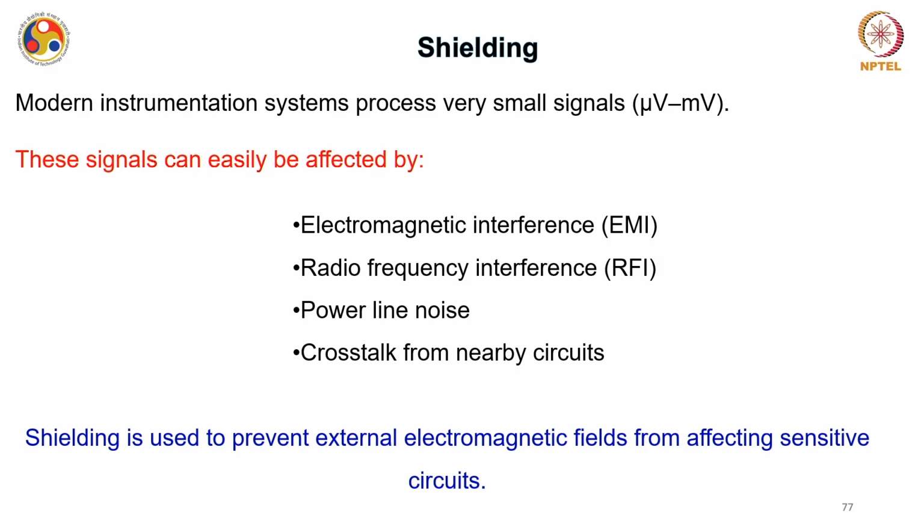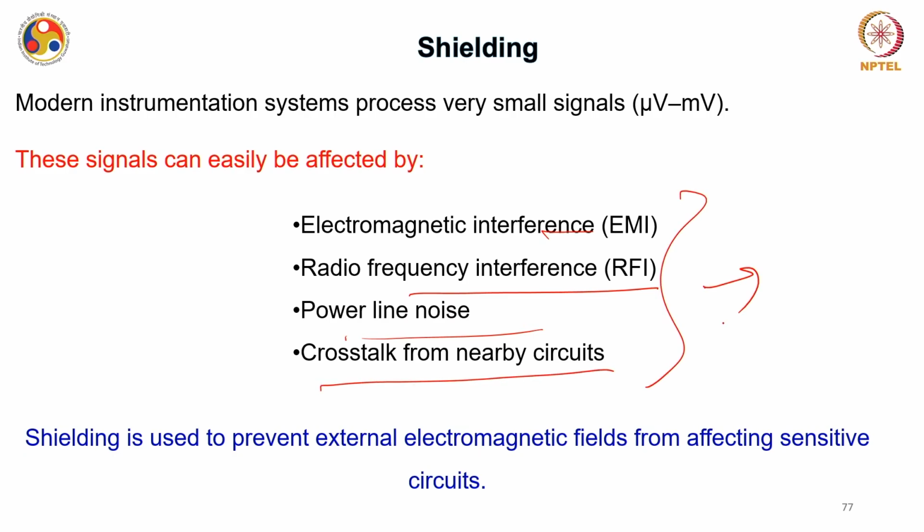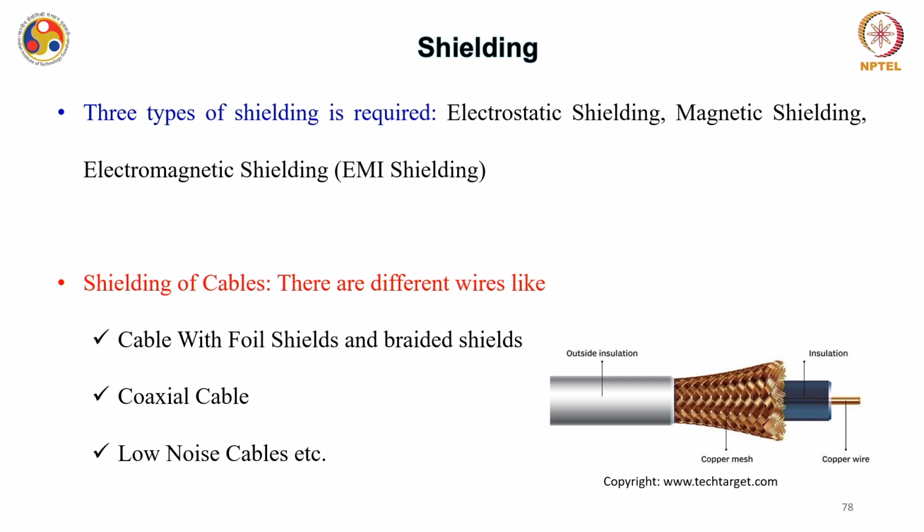Modern instrument systems process very small signals in the range of microvolt to millivolt, and these signals can easily be affected by EMI and EMC. Electromagnetic interference, radio frequency interference, power line noises, and crosstalk from nearby circuits are some of the important sources from which you want to shield your device. Shielding can prevent your device from all these interferences. Three types of shielding are required that we have seen: electrostatic, magnetic and electromagnetic shielding.